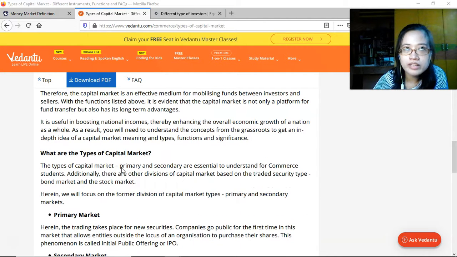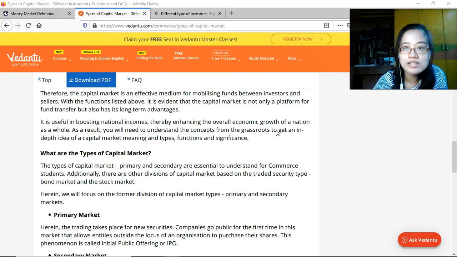Okay? Siguro bigyan natin ng highlight yung contribution to economy. It stimulates economic activity. It allows companies to provide more employment and to transact with more parties or more individuals, okay, which in a way contributes to the overall GDP of the country. It is useful in boosting national incomes, GDP na nga, saka yung GNP din, thereby enhancing the overall economic growth of a nation as a whole.